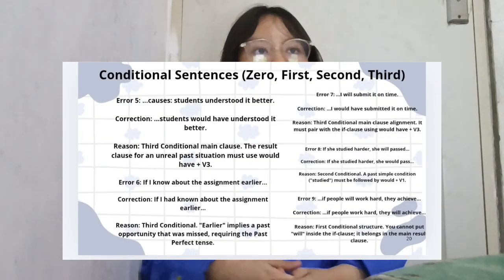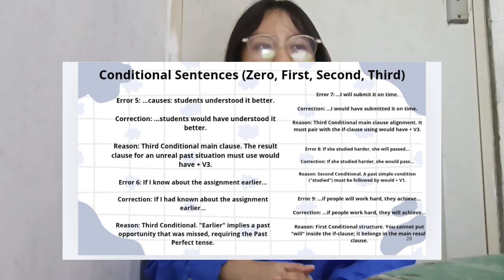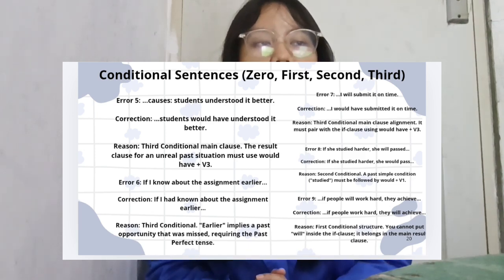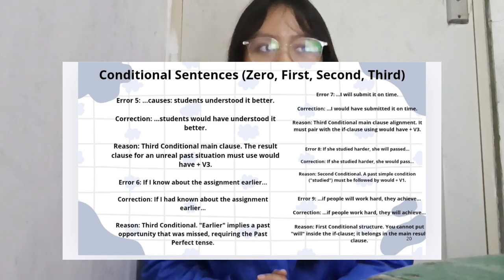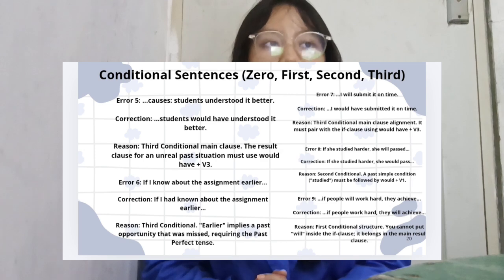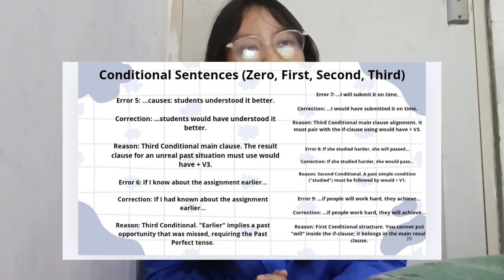Error 5: Students understood it better. Correction: Students would have understood it better. Reason: Third conditional main clause. The result clause for an unreal past situation must use would have plus verb 3.